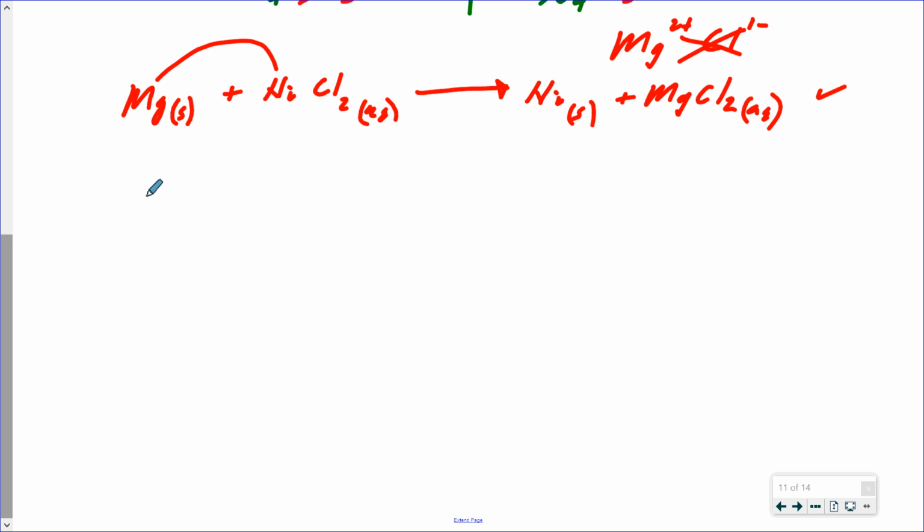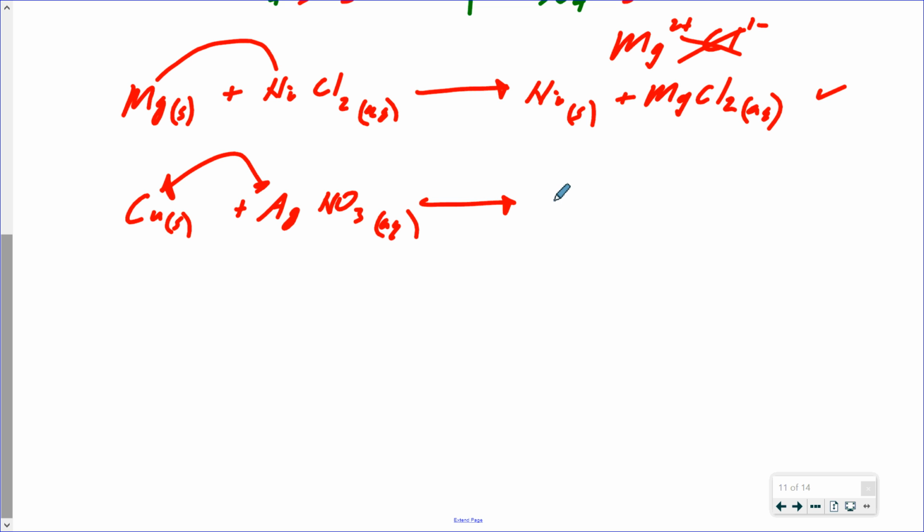One more. That one was kind of quick, so let's do one more. Let's do copper, Cu, copper metal, react that with silver, which is 1 plus, NO3, aqueous. Metal exchanges with the metal. Silver's going to end up on its own, and we're going to have CuNO3.